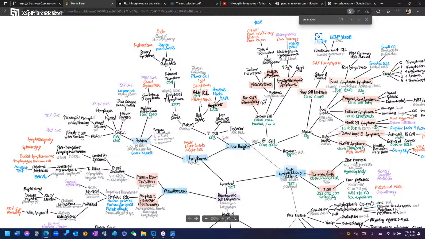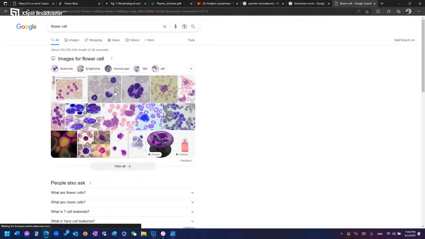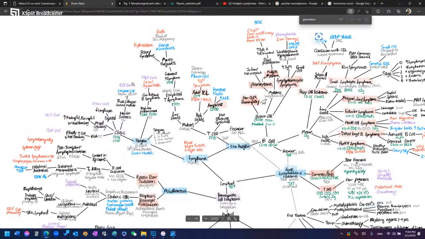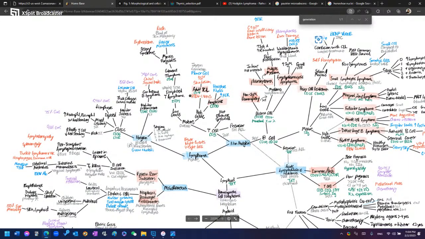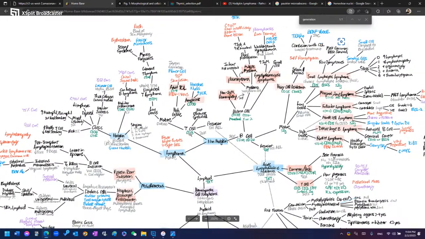T-cell lymphoma is related to a viral infection, HTLV1, which causes skin lesions and a flower cell, which actually looks quite like how it's described, flower cell lymphocyte. It's crazy, huh? Yeah, so that's your T-cell lymphomas. Ooh, okay.